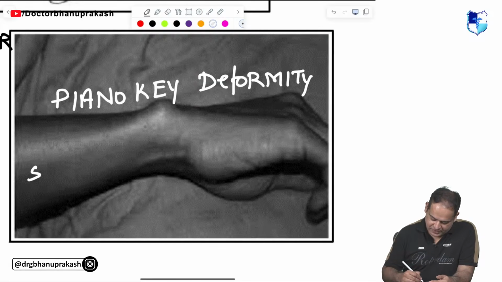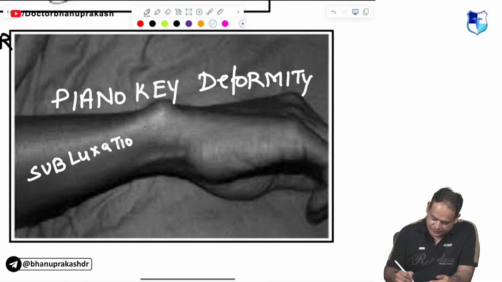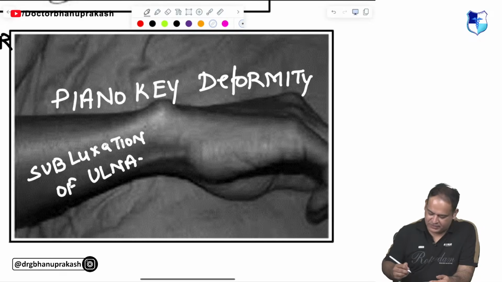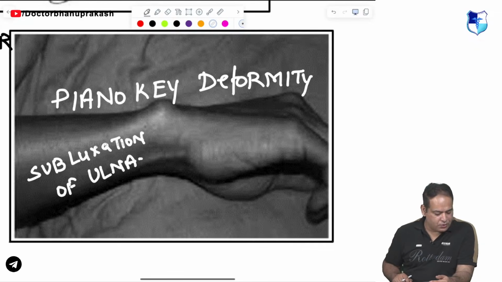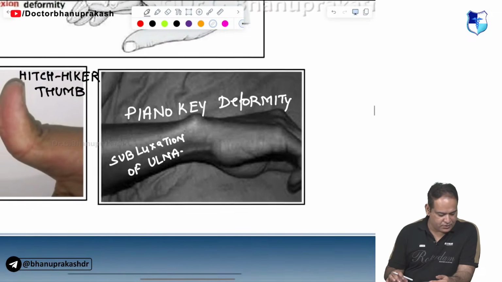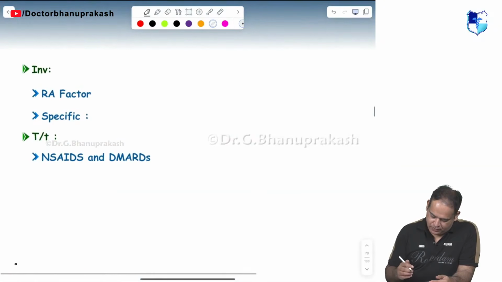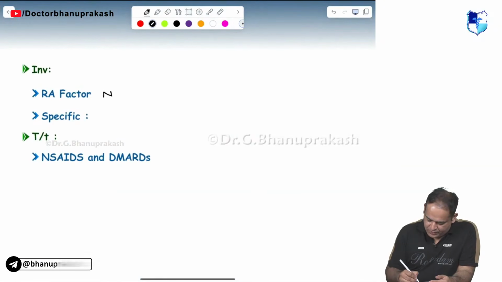Fine. So, what is this? This is subluxation of ulna. Piano key deformity. Very good, Doctor. Now, investigation. RA factor, what is the problem?